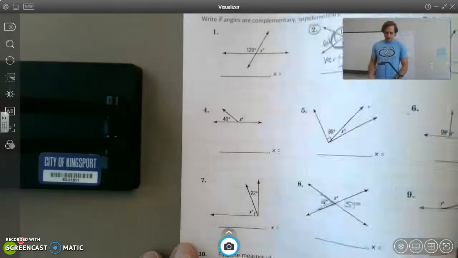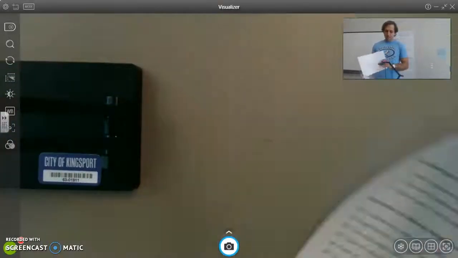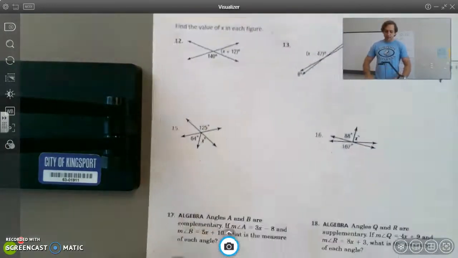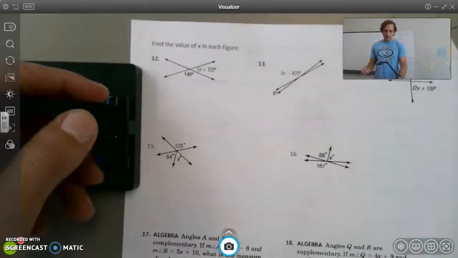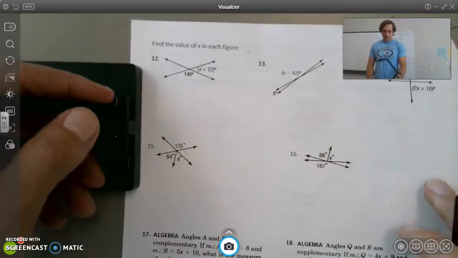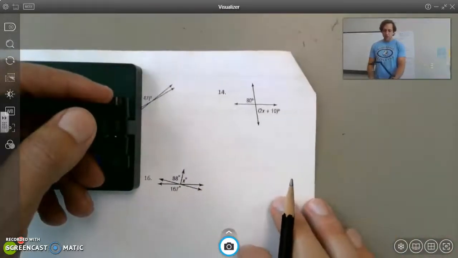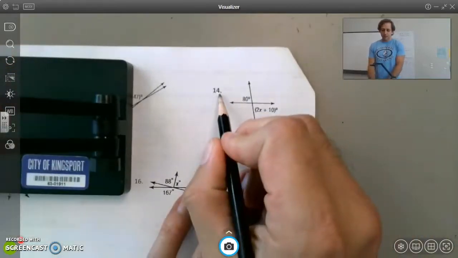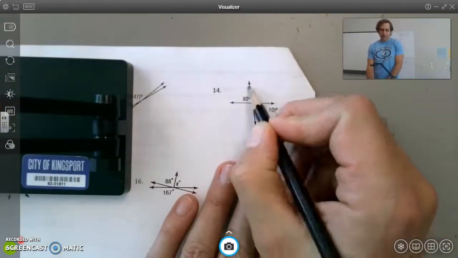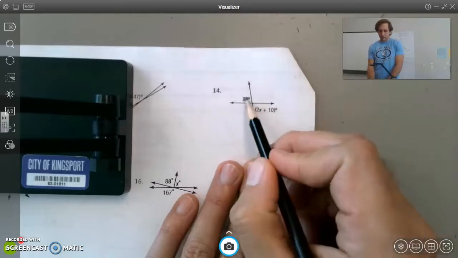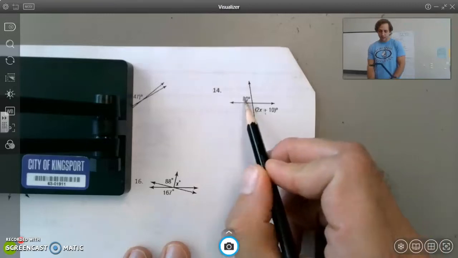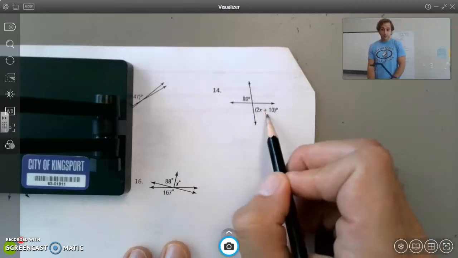Let's look over here at the back side. There are two really good vertical angle questions on the back side here, and I will go ahead and do one for you. Question number 14, I see that these two lines are intersecting. I have two angles across the intersection from one another. That means they are equivalent.